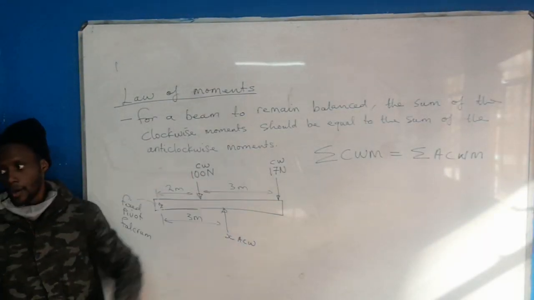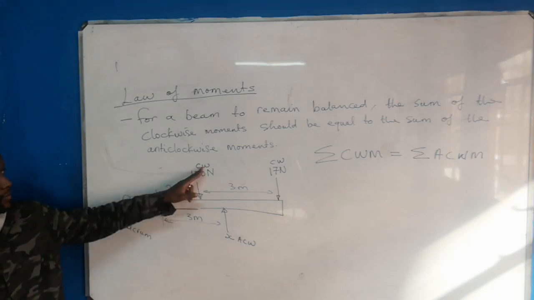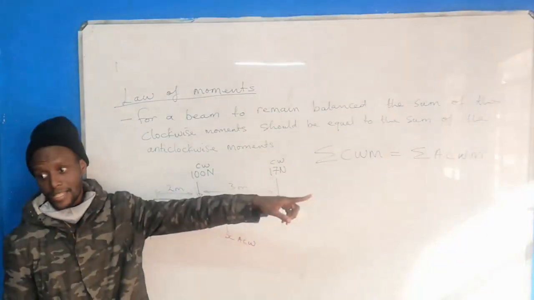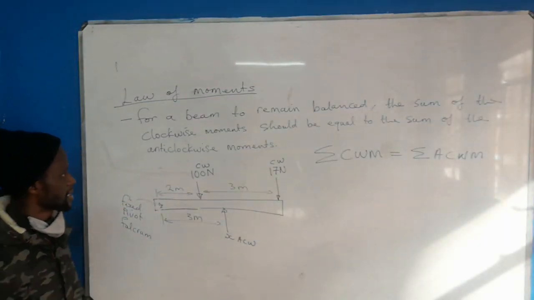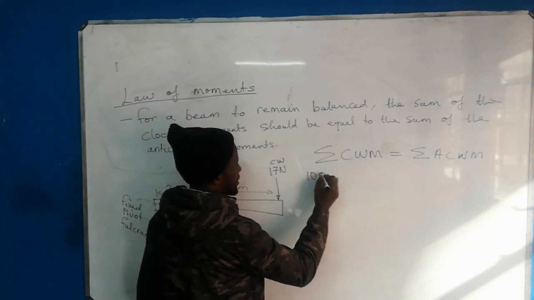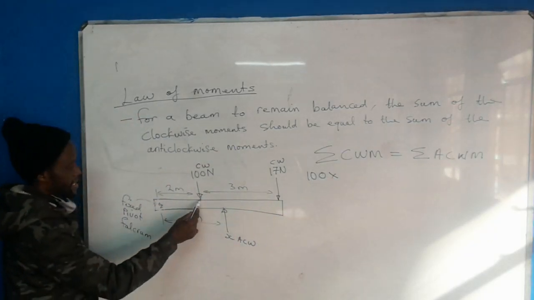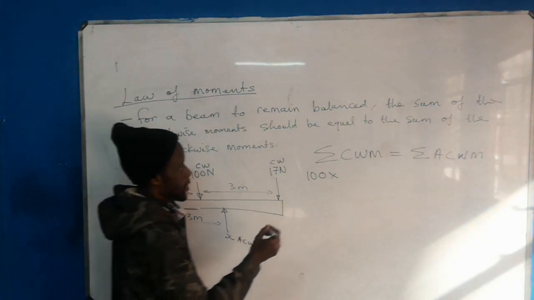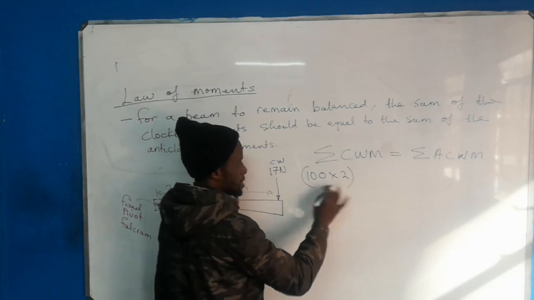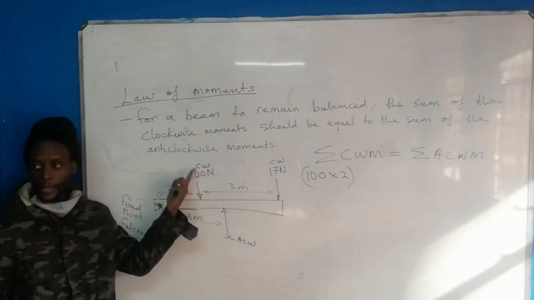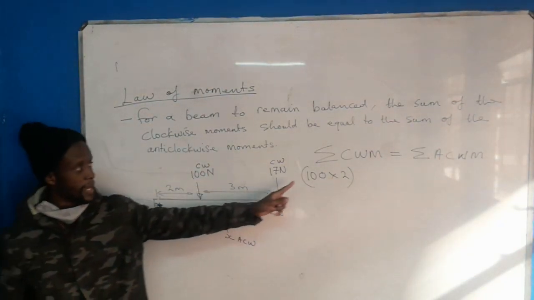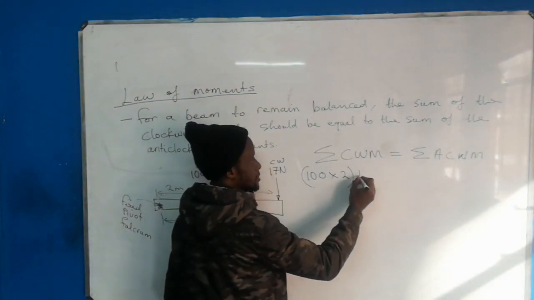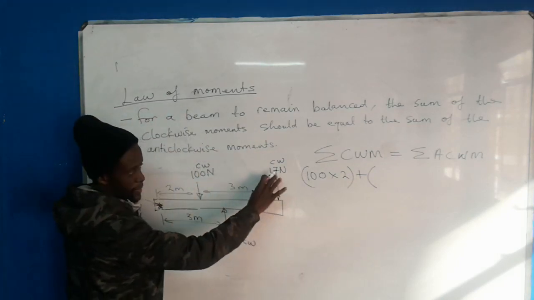Then you take this to our formula. Those that are clockwise will be on this side of the equation. This one which is anti-clockwise will be on the other side of the equation. Now, which one are we starting with? 100. 100 multiplied by the distance to the turning point, which is already given, it's 2. So 100 by 2. I'll close it in brackets because this is one moment. It is a moment caused by 100. Then the sum we add to the other clockwise moment is the 17.